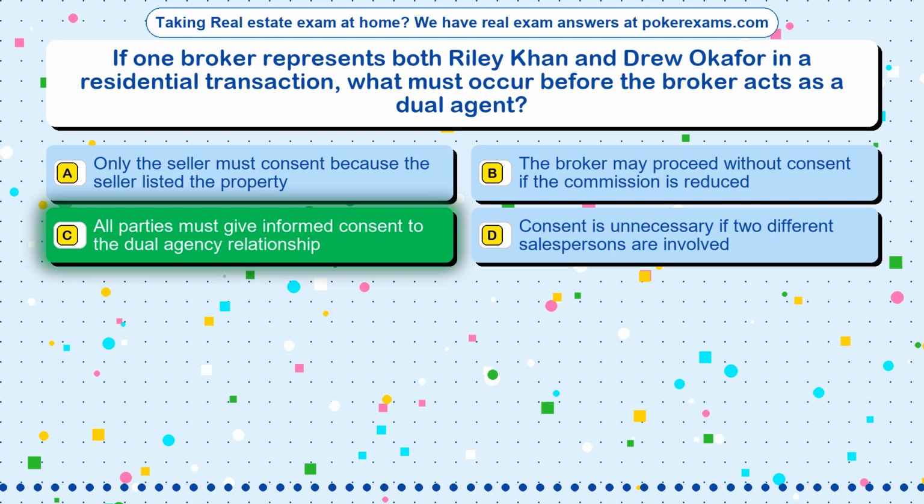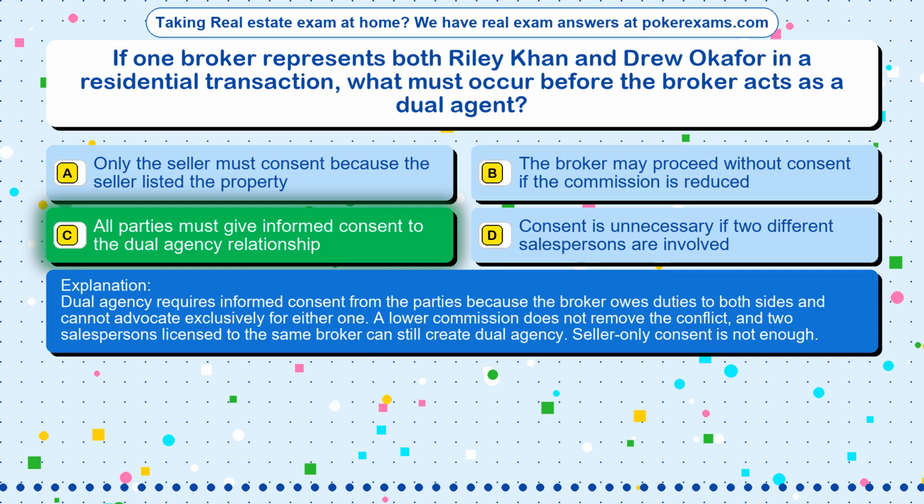The correct answer is option C. All parties must give informed consent to the dual agency relationship. Dual agency requires informed consent from the parties because the broker owes duties to both sides and cannot advocate exclusively for either one. A lower commission does not remove the conflict, and two salespersons licensed to the same broker can still create dual agency. Seller-only consent is not enough.